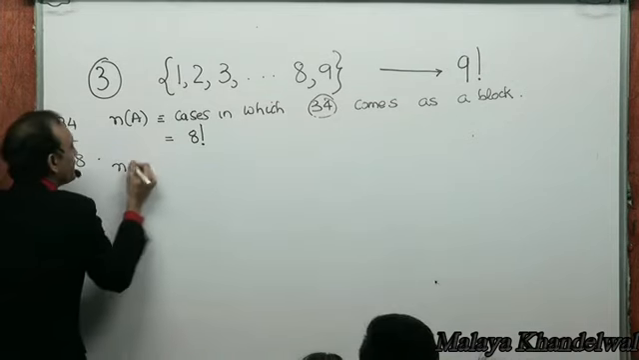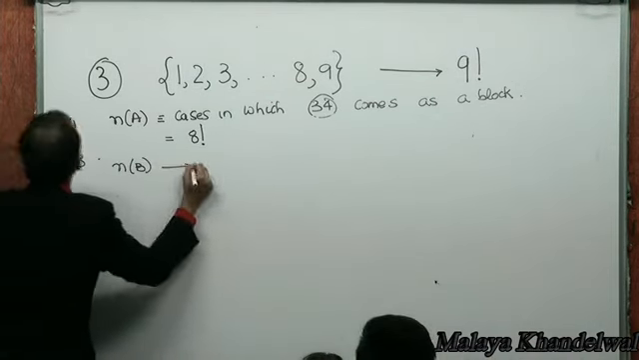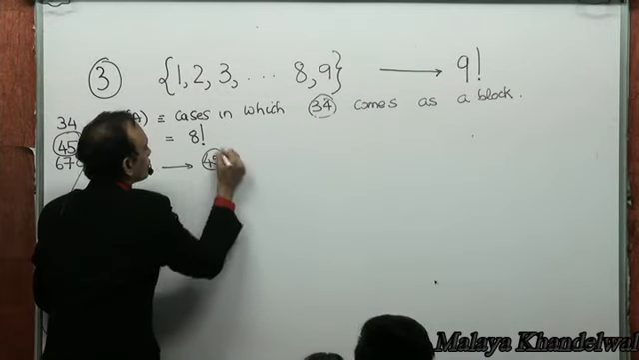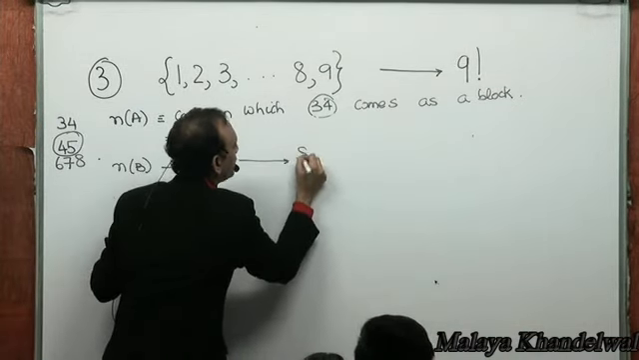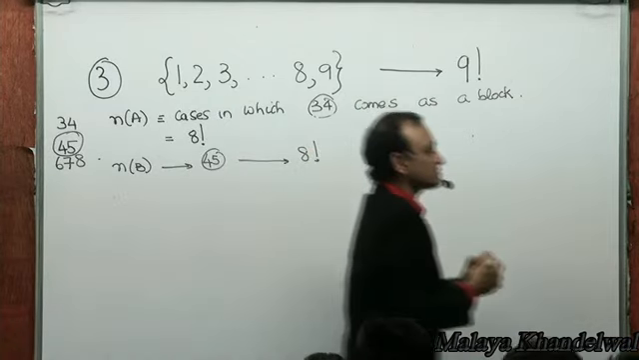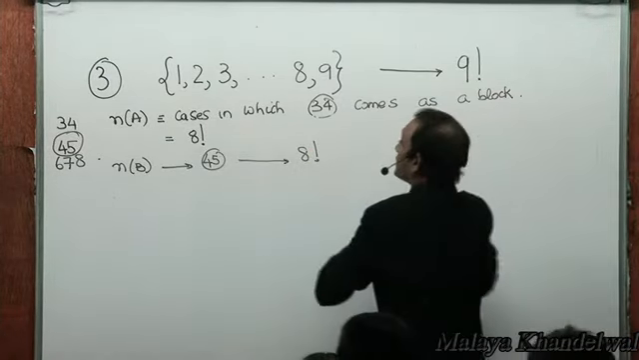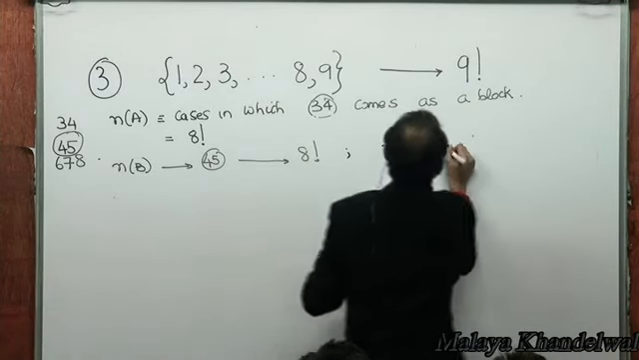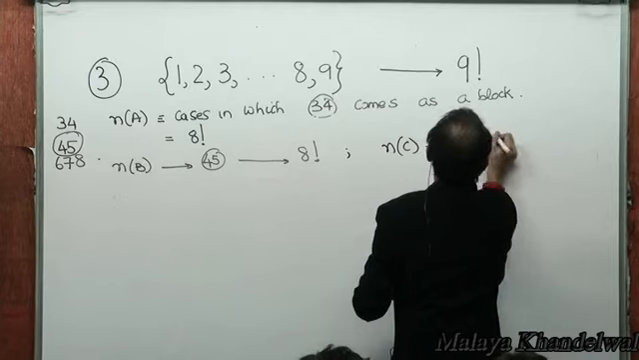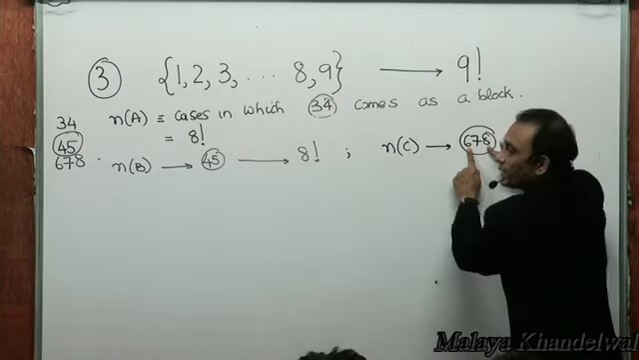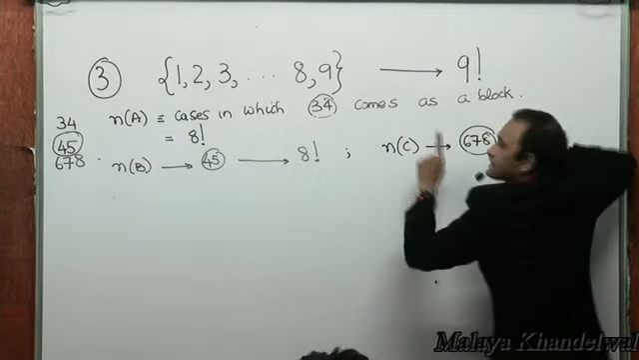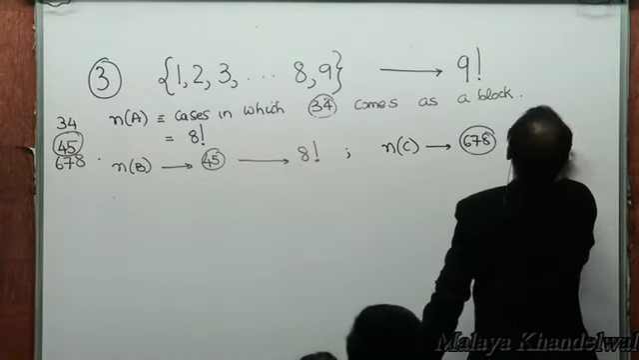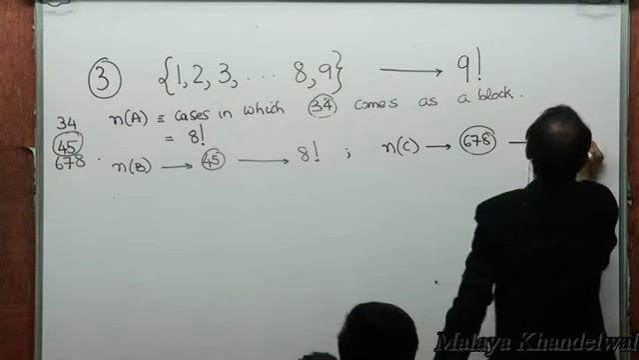Okay. NB is cases in which 4, 5 comes as a block. 4, 5 comes as a block in 8 factorial ways. Yes or no? NC means cases in which 6, 7, 8 comes as a block. So these 3 are one entity, plus 6 entities, 7 entities. So that happens in 7 factorial ways.